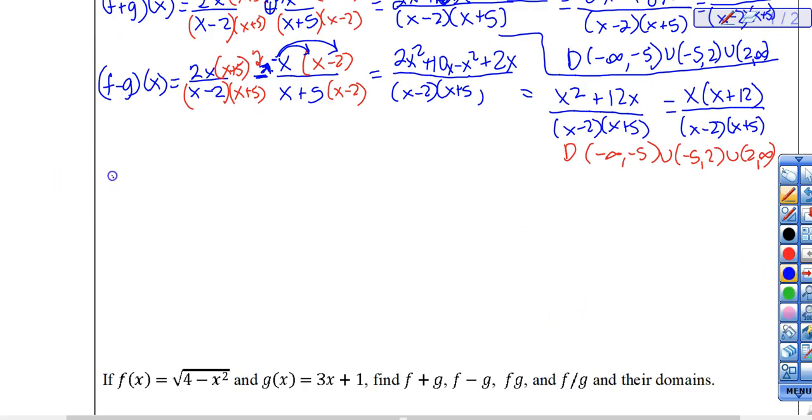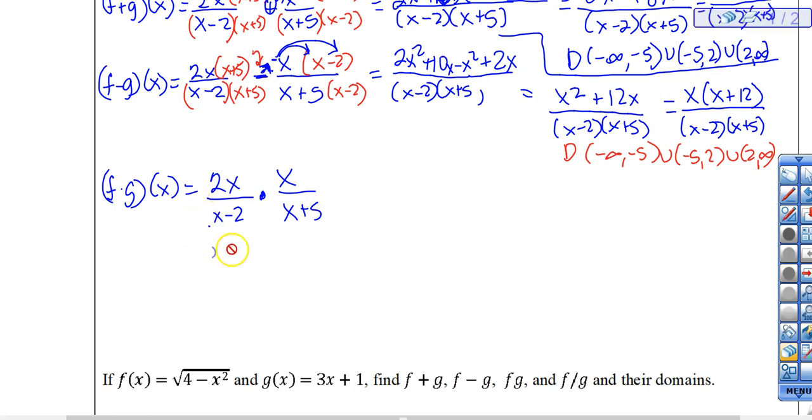All right, so let's multiply. Here we go. F times g of x. So 2x times x minus 2. I didn't mean to put a parentheses there, but you can put it there if you want. X plus 5. So we're multiplying, yes? Okay. But here's what's nice. We don't have to actually multiply the binomials. We can leave them factored out.